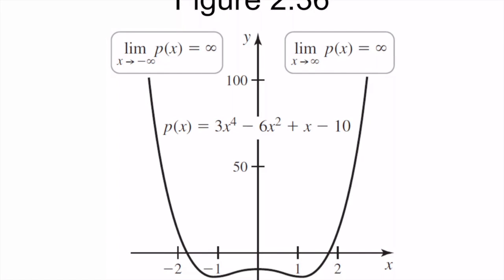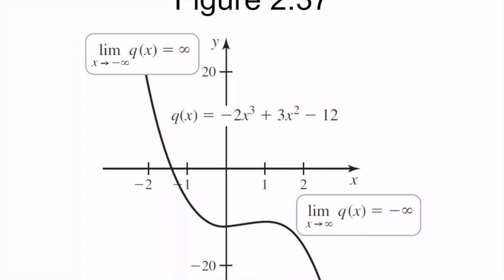This one is an example of what I just mentioned. We have the polynomial 3x to the fourth minus 6x squared plus x minus 10. As I look at the graph of 3x to the fourth, being a positive coefficient, it should behave just like x to the fourth. Being an even power here, it's going to be going up in both directions, giving both the statements I see here and here.